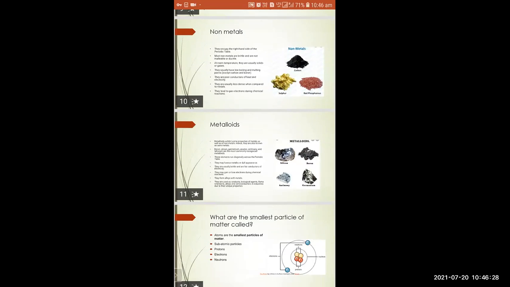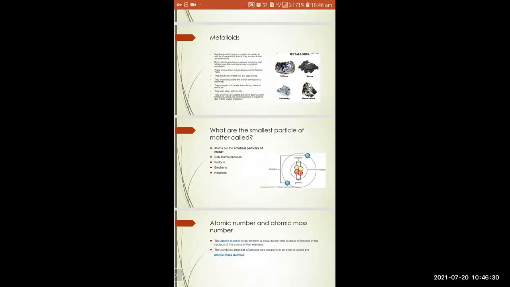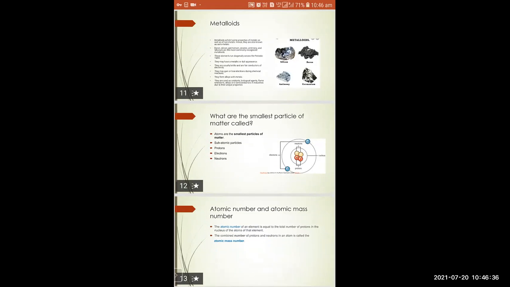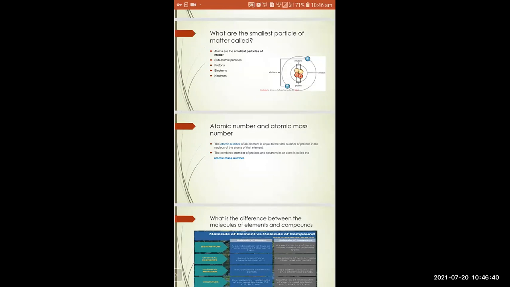Then we studied about the atoms. What is the atom? It is the smallest particle of the matter. Its subatomic particles are the protons, electrons, and neutrons. The atomic number of an element is the total number of protons in the nucleus of the atom of that element. Then atomic mass number is the combined number of protons and neutrons in an atom.